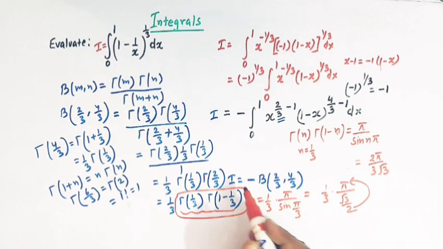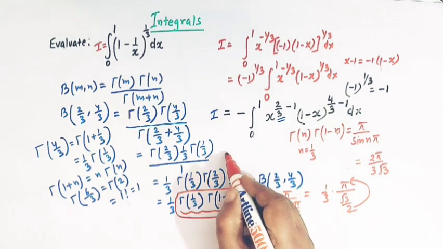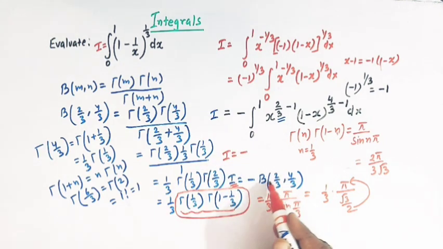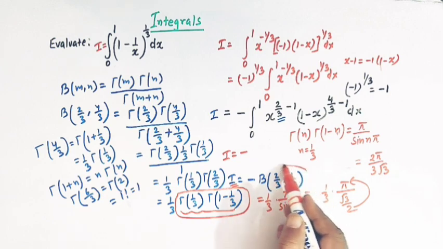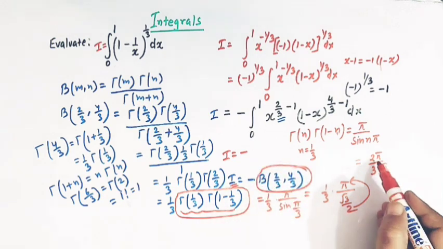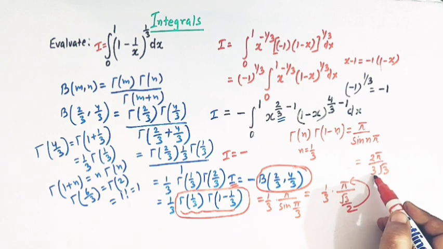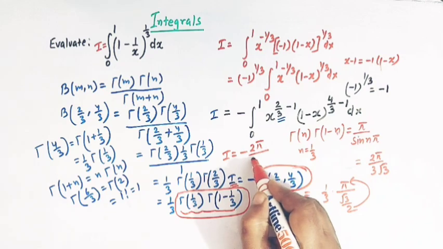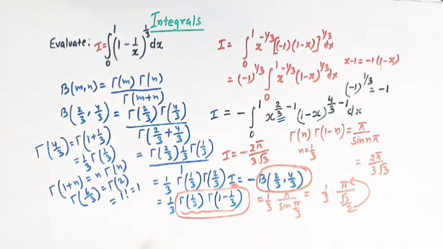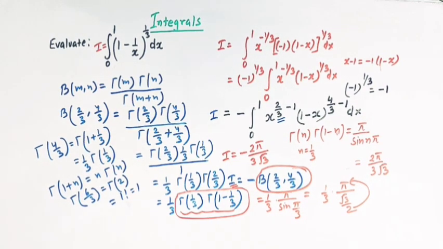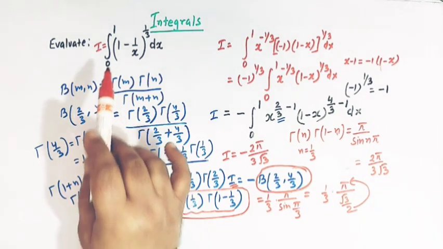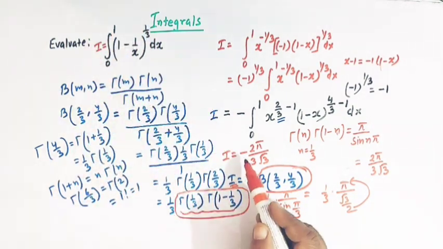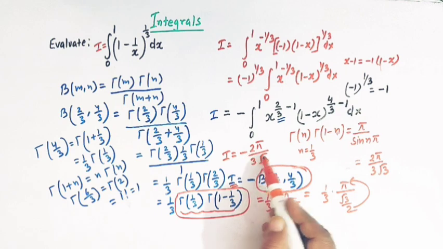So now our integral I was negative of beta of 2 by 3 comma 4 by 3, and the value of this expression is 2 pi over 3 root 3. So here we have 2 pi over 3 times square root of 3. So viewers, the value of this integral is equal to minus 2 pi divided by 3 times square root of 3.